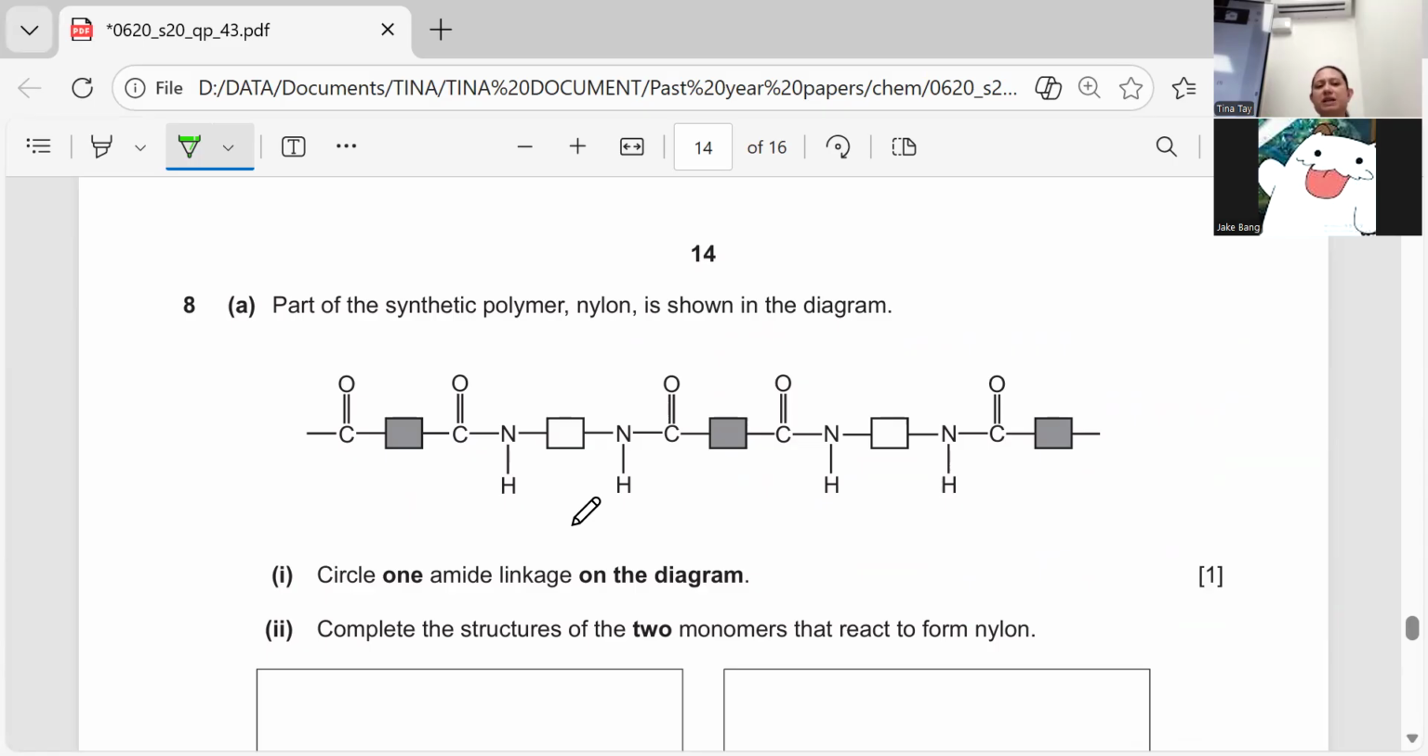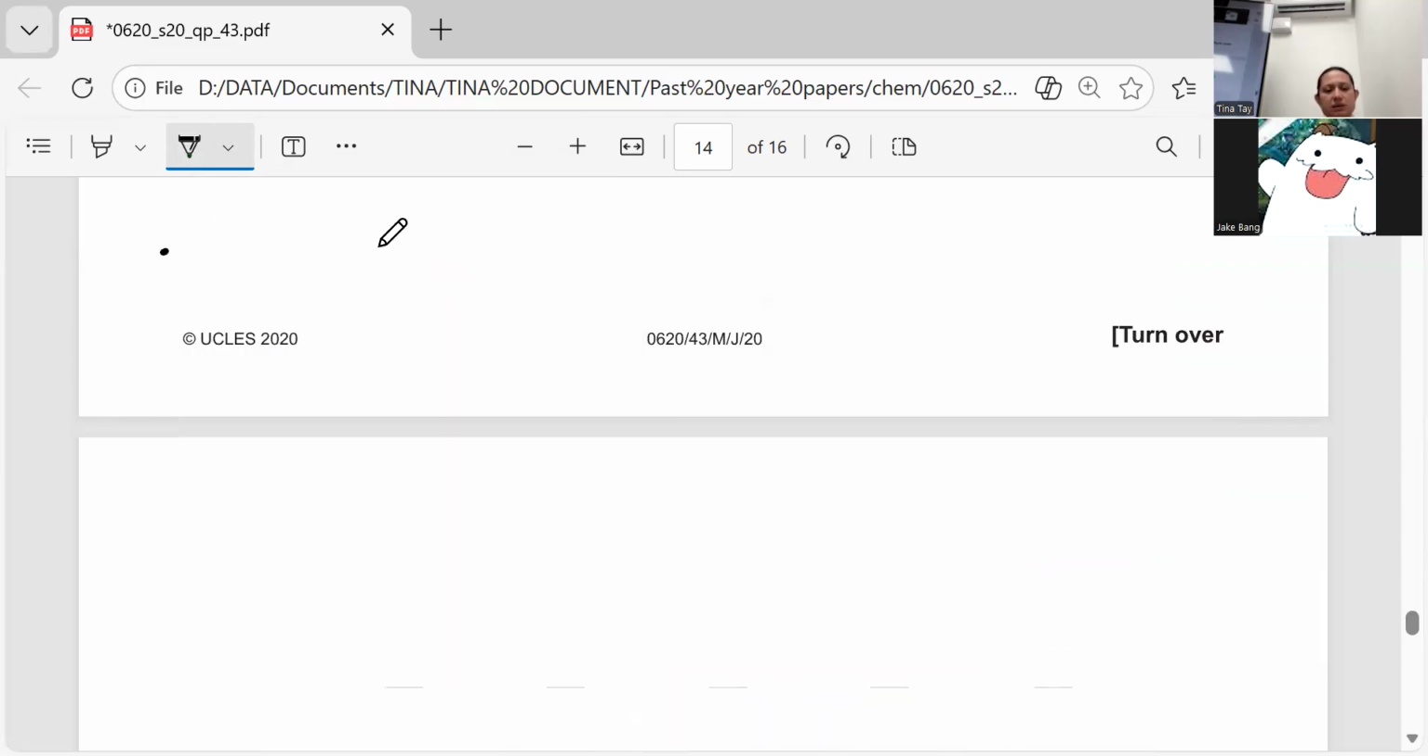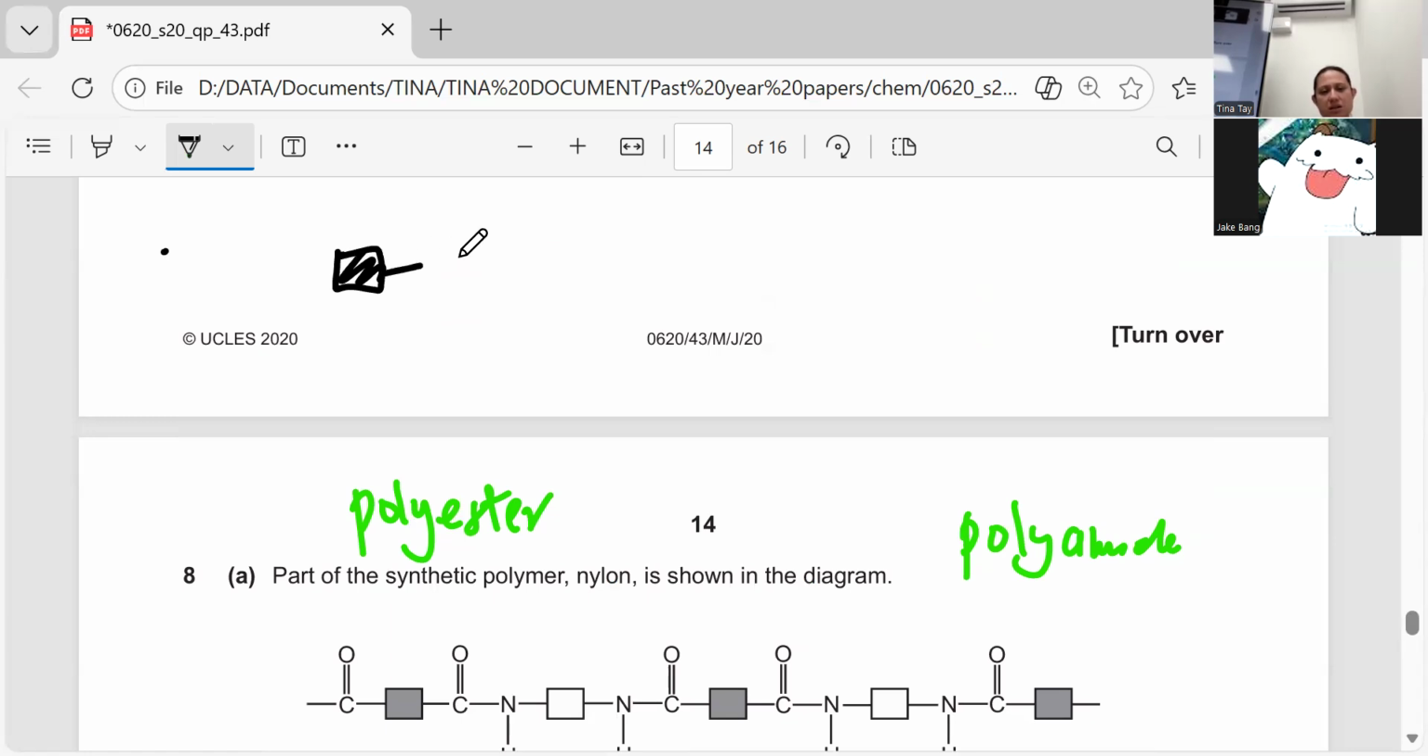Polymers, there are 2 kinds of links. There is polyester and there is polyamide. Polyester would have the COO link, and the other one would have O like that.